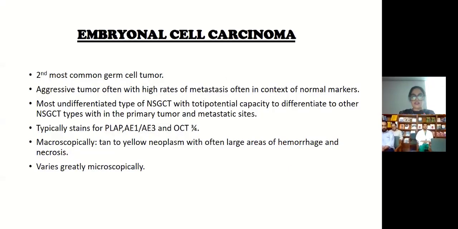Moving on to embryonal cell carcinoma, it is the second most common germ cell tumor. It is an aggressive tumor, often with high rates of metastasis, often in the context of normal markers. It is mostly an undifferentiated type of non-seminomatous germ cell tumor with totipotential capacity to differentiate to other non-seminomatous germ cell tumor types within the primary tumor and metastatic sites. It typically stains for PLAP, AE1, AE3, and OCT3 and 4. Macroscopically, there is a tan to yellow neoplasm with often large areas of hemorrhage and necrosis. It varies greatly microscopically.